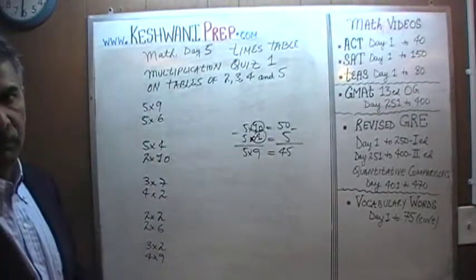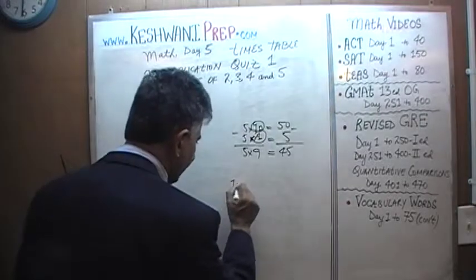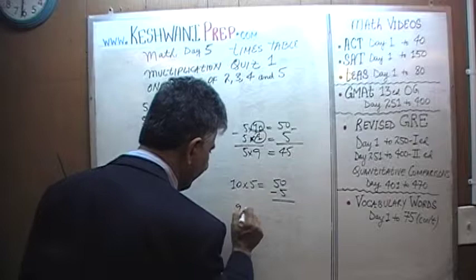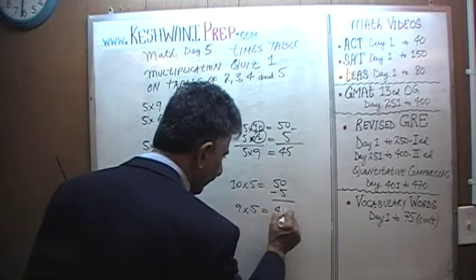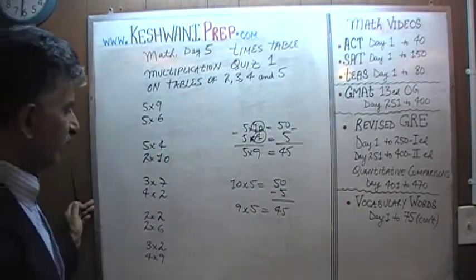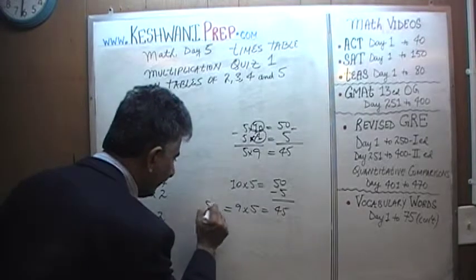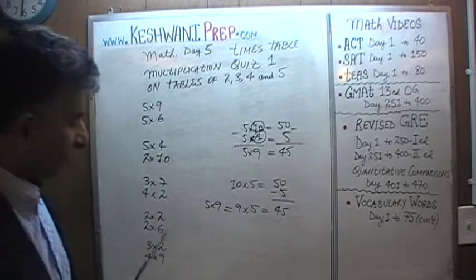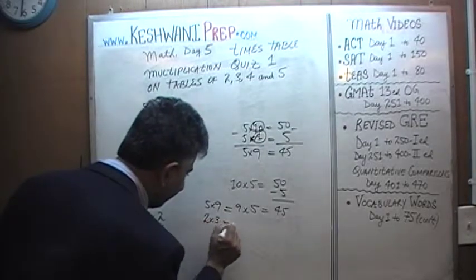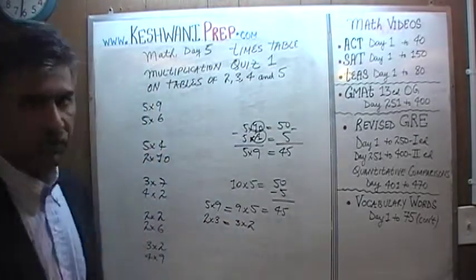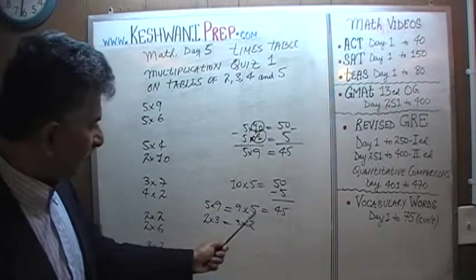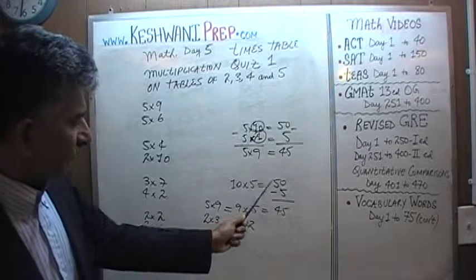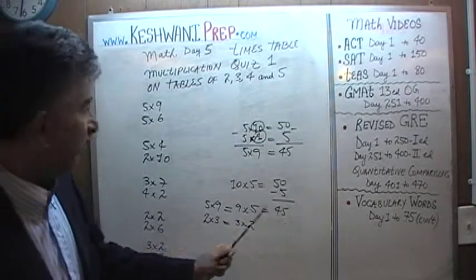9 5s are 45, because 10 5s are 50. If you take away 1 5 from it, what you're left with is 9 5s. 9 5s are 45, which is the same as 5 9s. 9 times 5 is the same as 5 times 9, of course, because 2 times 3 is the same as 3 times 2. In multiplication, the order doesn't matter.